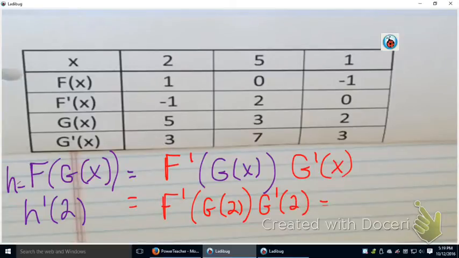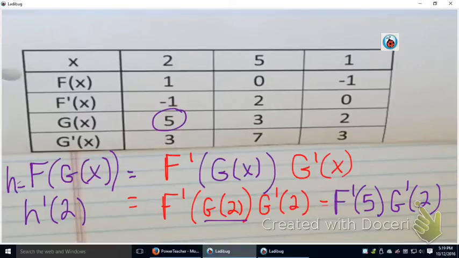So we start with finding out what g of 2 is. G of 2 is 5. So then I have f prime of 5 times g prime of 2. So f prime of 5 is 2. G prime of 2 is 3. 2 times 3 is 6.